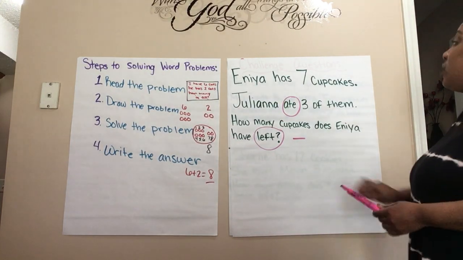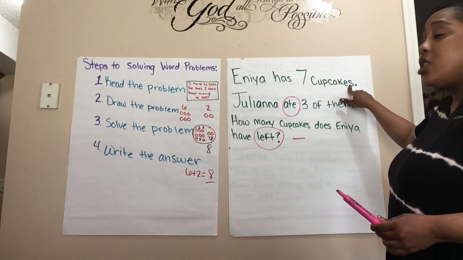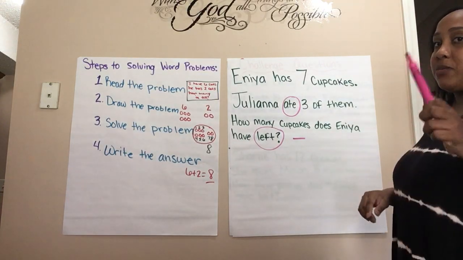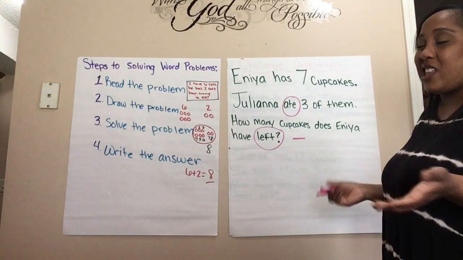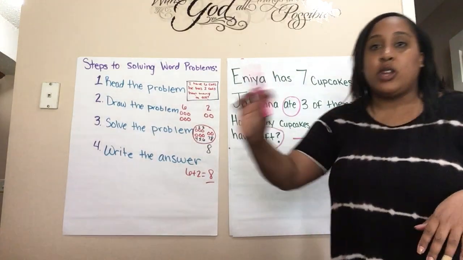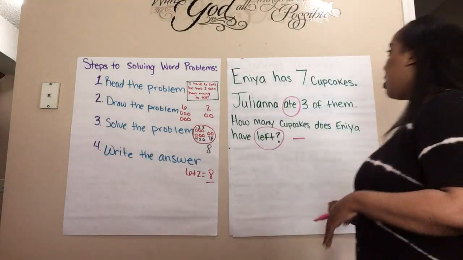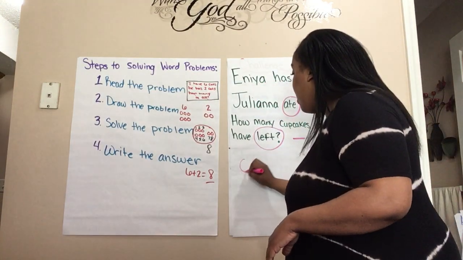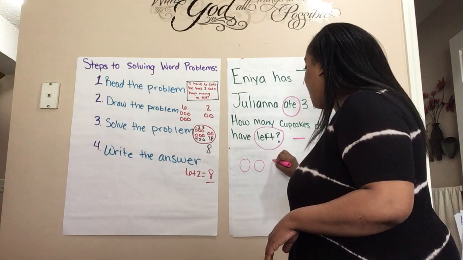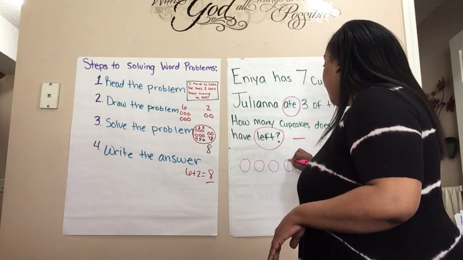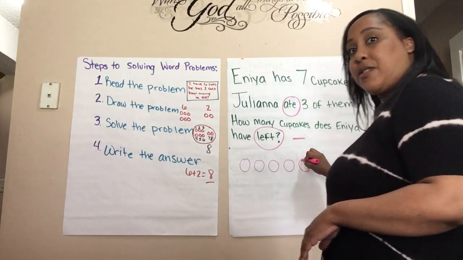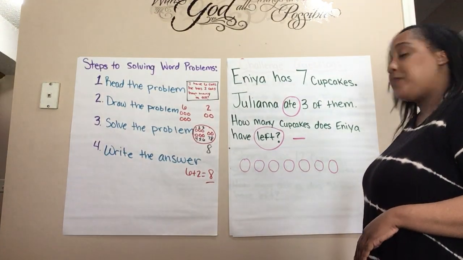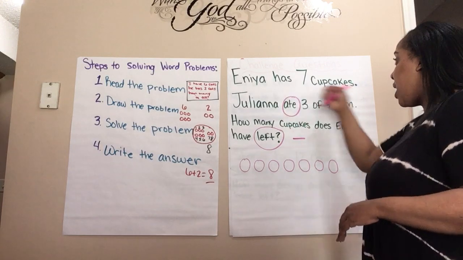Inaya has 7 cupcakes. So we need to make 7. You can draw your cupcakes. I'm just going to do circles. I said I like strawberry cupcakes, so I'm going to do pink circles for my strawberry cupcakes. All right, Inaya has 7 cupcakes. Here we go. 1, 2, 3, 4, 5, 6, 7. Okay? Inaya has 7 cupcakes.